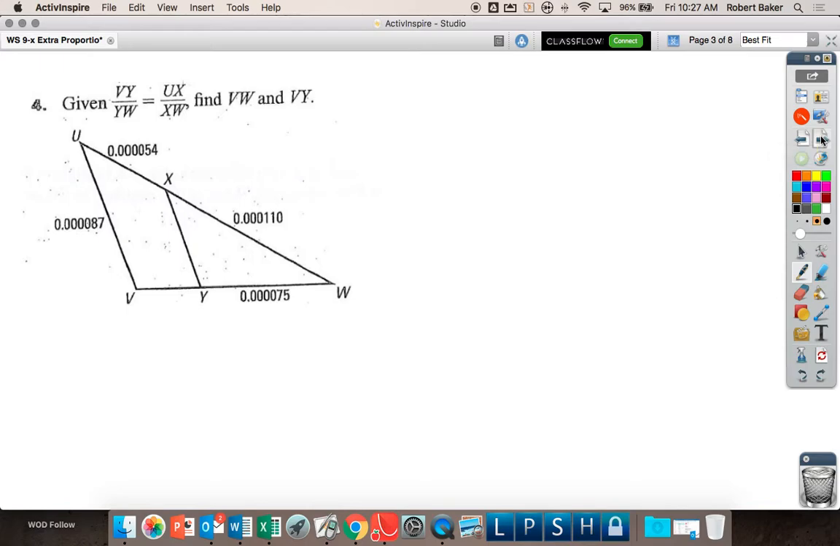So this is number 4 now. Number 4 is asking us to solve for 2 different variables. So it gives you a proportion, and we don't know what x is.